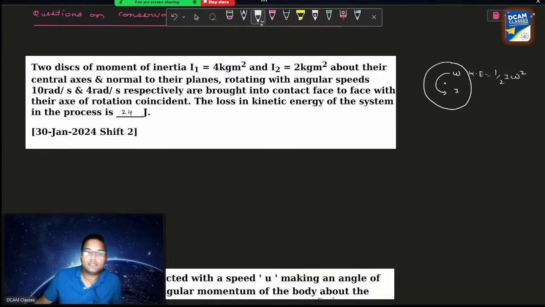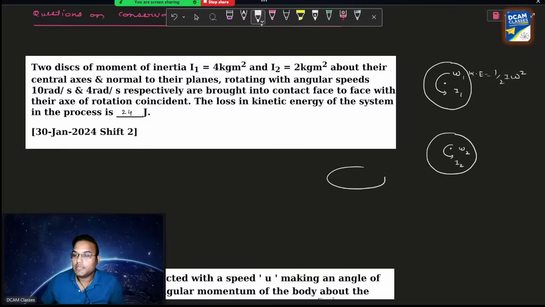Actually, see, this question is not that difficult. Two disks, I1 and I2, about their central axis and normal to the plane, rotating with angular speeds omega 1 and omega 2. This means there are two disks. One disk is this, suppose. Other disk is this one, I2, omega 2. They are brought into contact face to face with their axes of rotation coinciding. The loss in kinetic energy of the system is asked. Now first see, when they are brought face to face, they become like this. One is this, the other is on this.